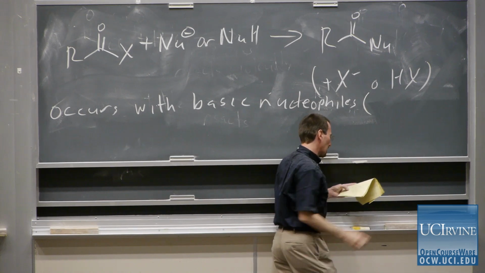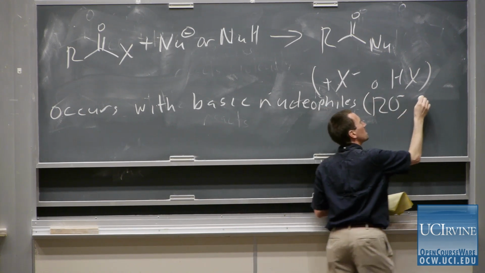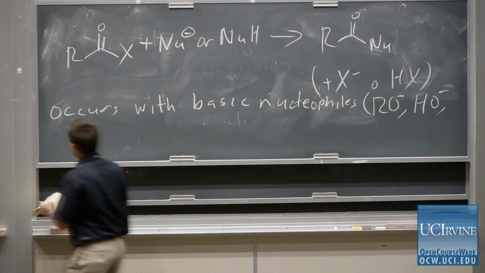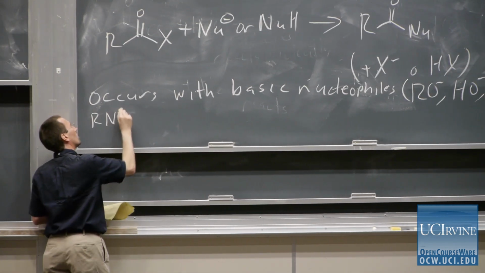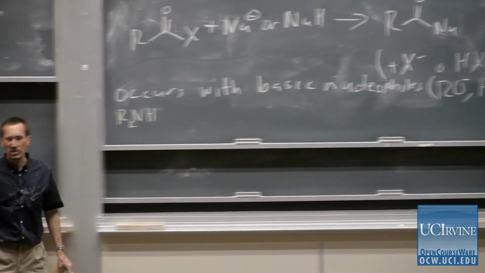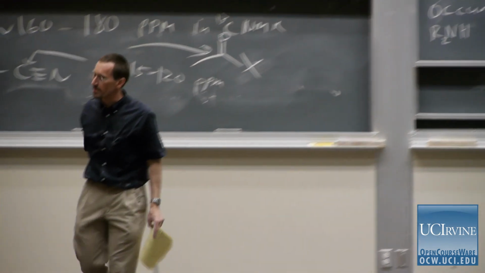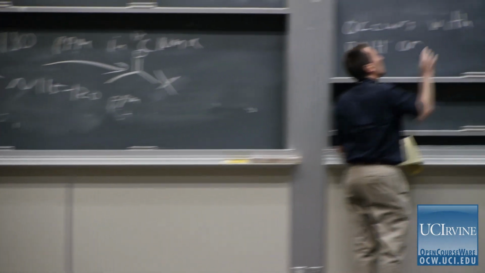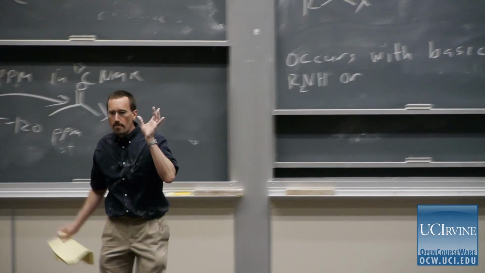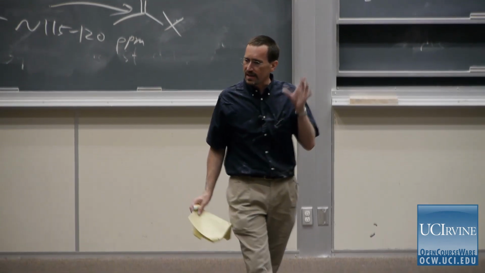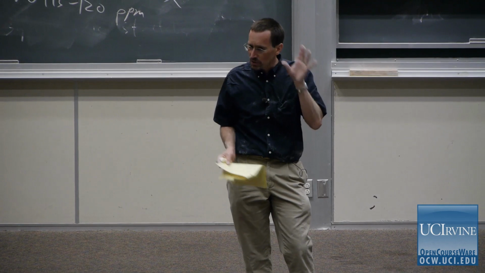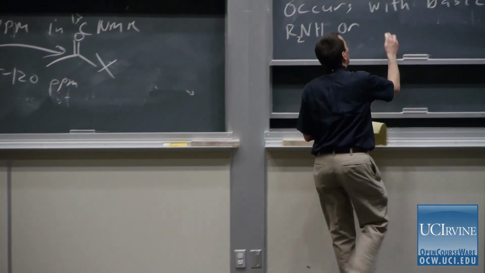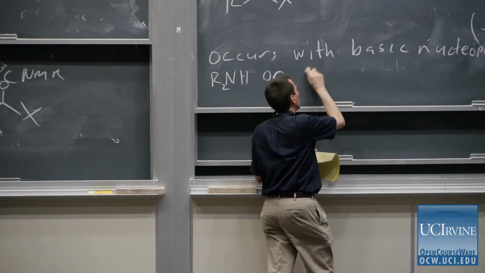So in other words, species like alkoxide, RO minus, hydroxide, HO minus, and amines. I'll write it as R2NH, but I'm not meaning specifically a secondary amine. I could mean a primary amine, or I could mean ammonia. In general, members of the carboxylic acid family can react with basic nucleophiles or with good electrophiles.